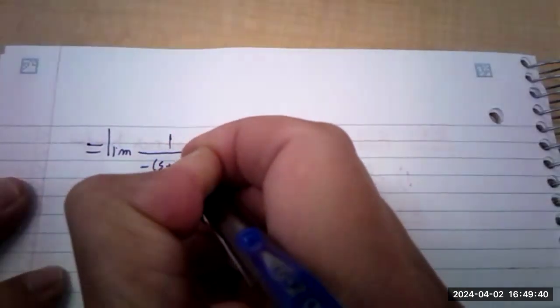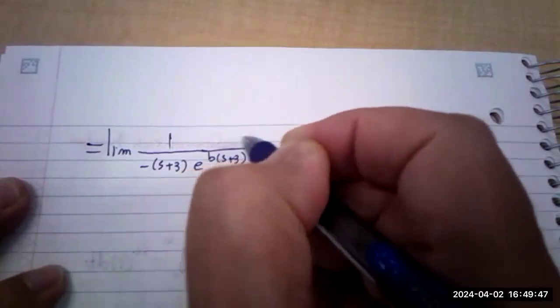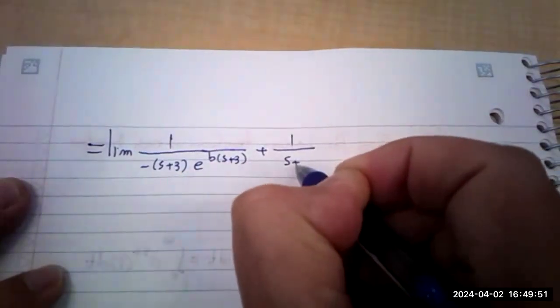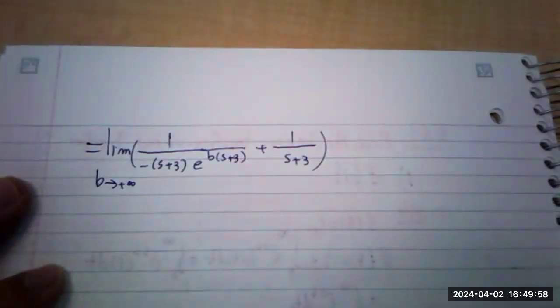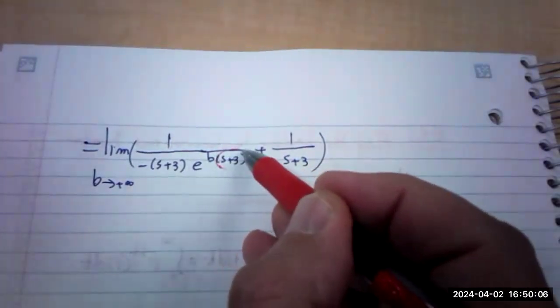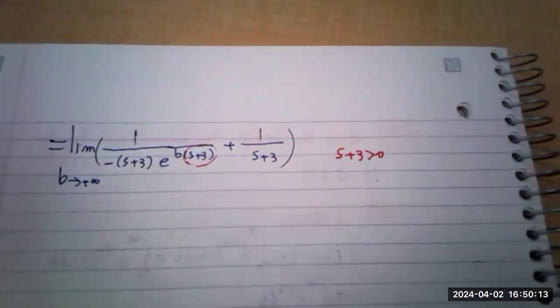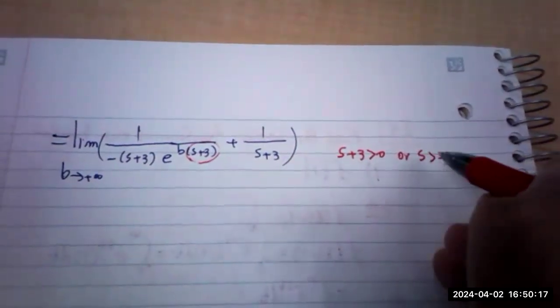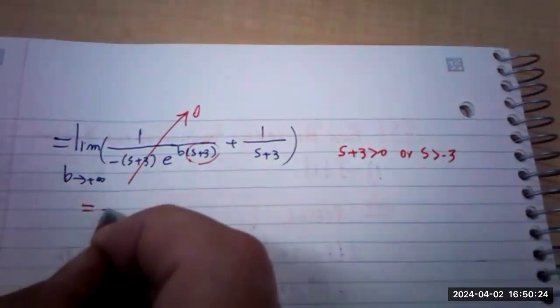So you see it's going to be equal to the limit of, we can bring the exponential part down, so that gives you 1 over negative s plus 3 times e to the b times s plus 3. That's the first part. And the second part would be 1 over s plus 3. Okay, that's it. And b goes to positive infinity. Again, you have to guarantee that this stays down here. In order to guarantee, again, b is positive. So what you need is, this time, you have to make sure that s plus 3 is positive. If so, the restriction would be s plus 3 to be positive, which is the same as s to be greater than negative 3. So in that case, this would be 0, because the denominator would be infinity, and the leftover would be simply 1 over s plus 3.